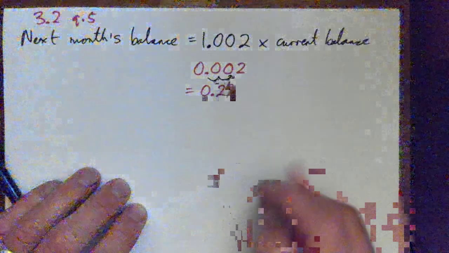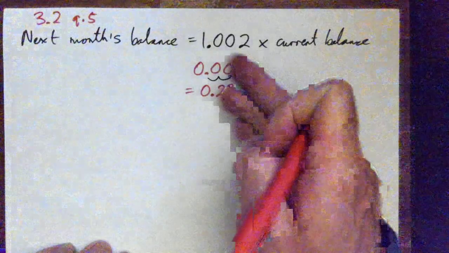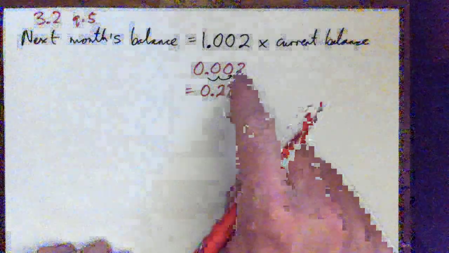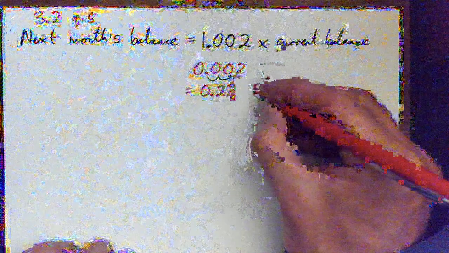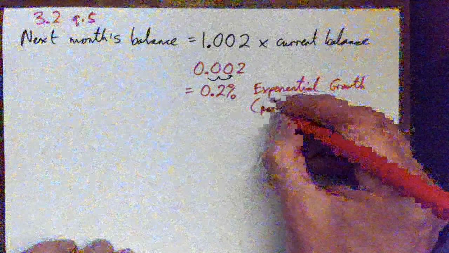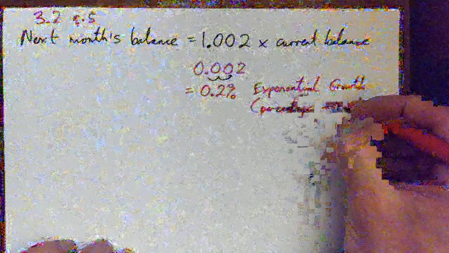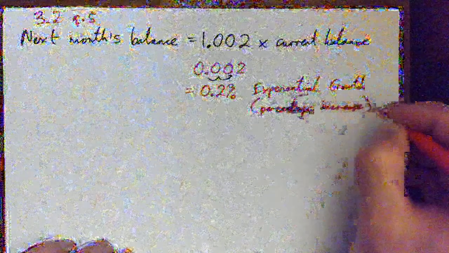0.2%. And so if we keep multiplying by this every month, we are getting the same amount back plus 0.2%. It's increasing by 0.2% each month. That means we have exponential growth. So that's the short answer. Because we have a percentage increase.